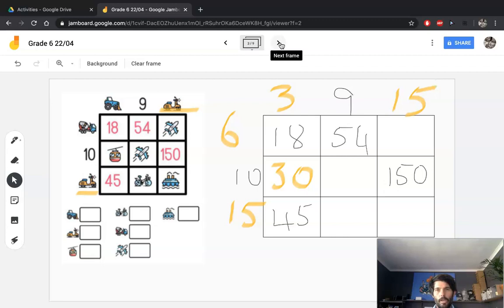So I know that the aeroplane is 6 times 15, which is 90. Okay, there's also an aeroplane in the middle square, and if I work out 10 times 9, that's also going to give me 90. So we know we're correct there because those values need to be equal.